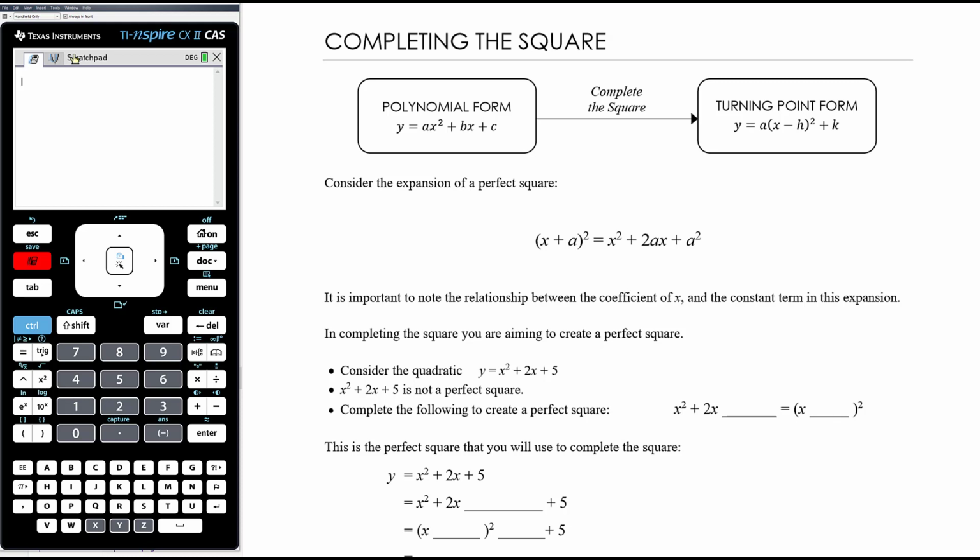Now, it's perfectly possible to graph the function without converting from polynomial form to turning point form, as we saw in the previous video, but it is an option to convert to turning point form.